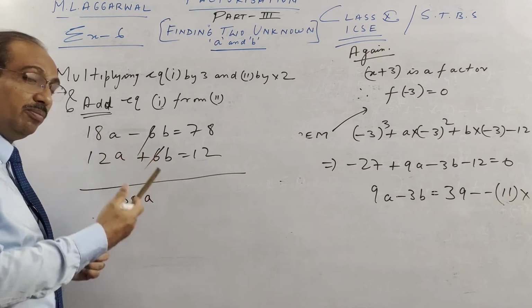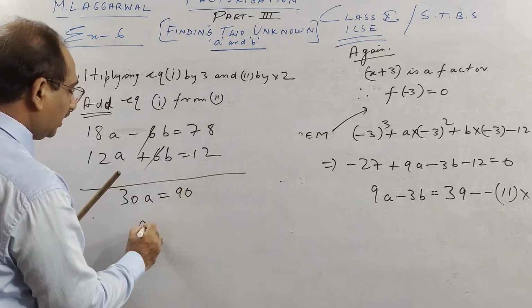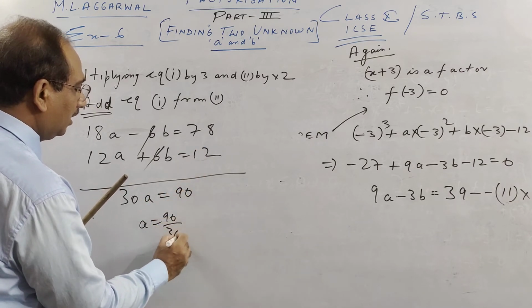So one variable will not vanish, so you won't be able to solve. So this is 90. So we get a as 90 by 30, that is 3.